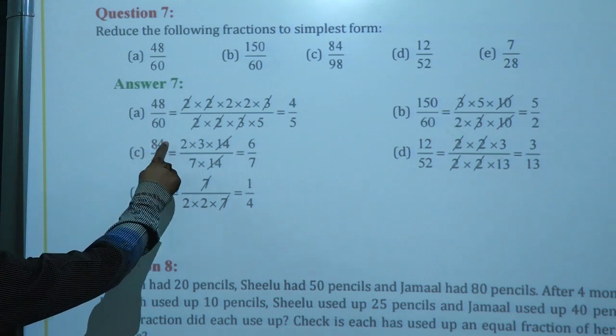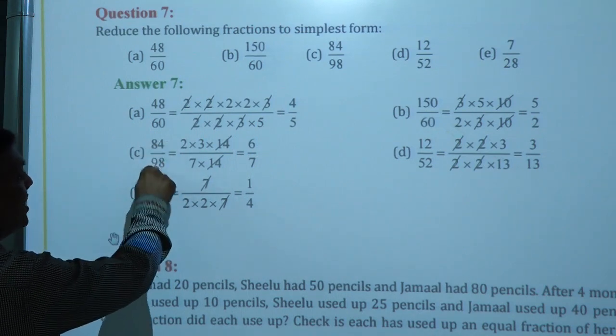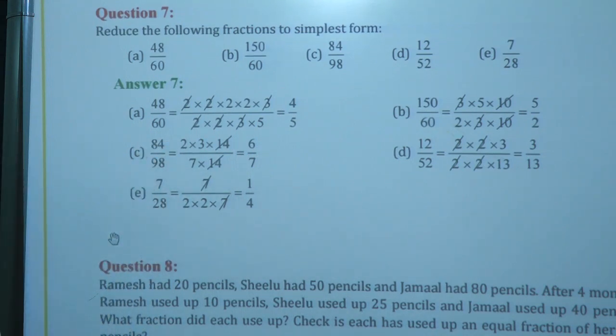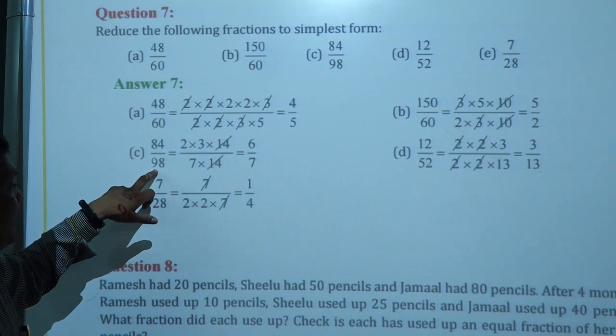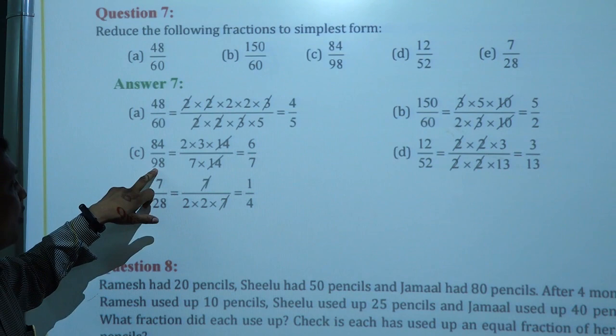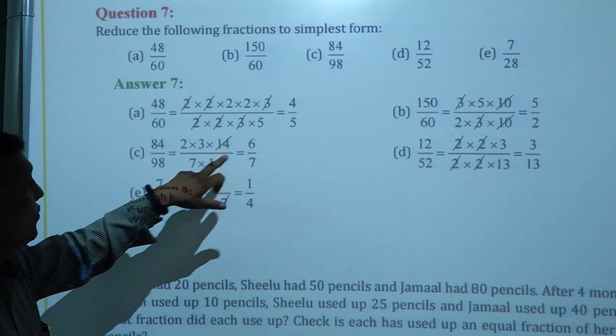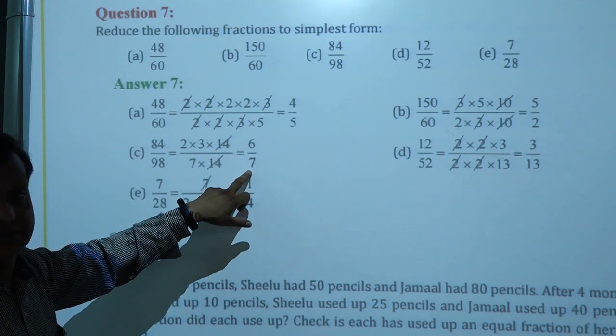Next, 84 upon 98. In which table will both numbers come? They both will come in the 14 table. 14 6s are 84, 14 7s are 98.